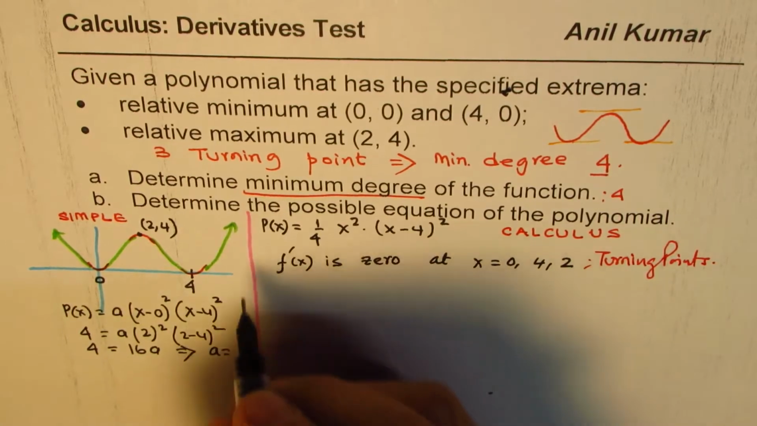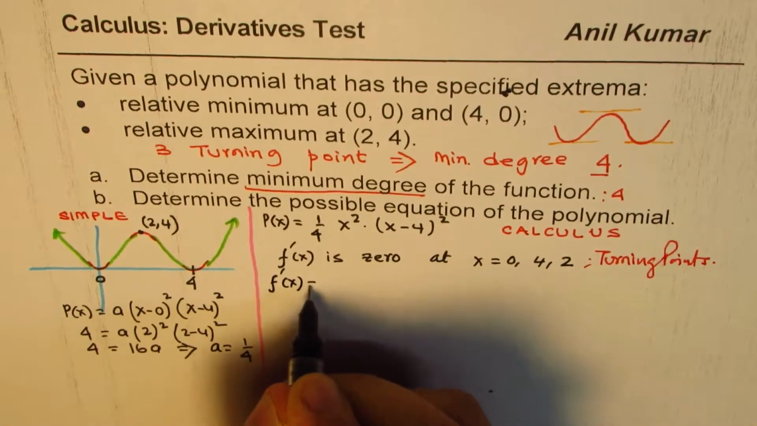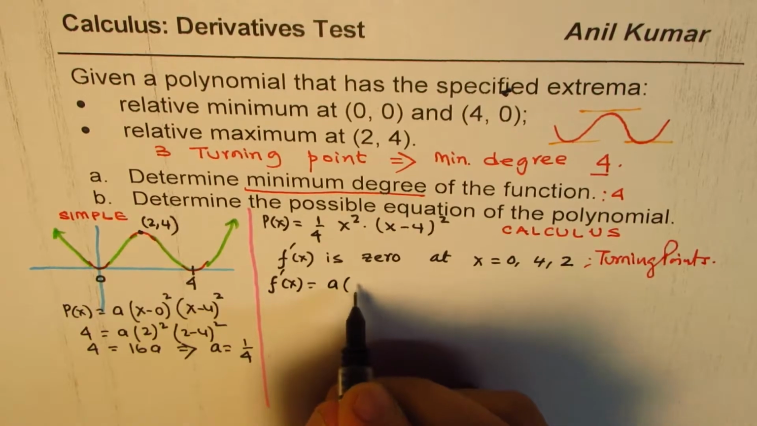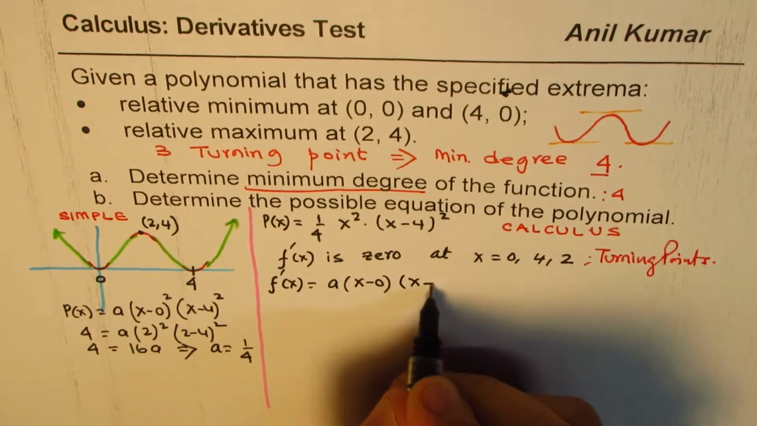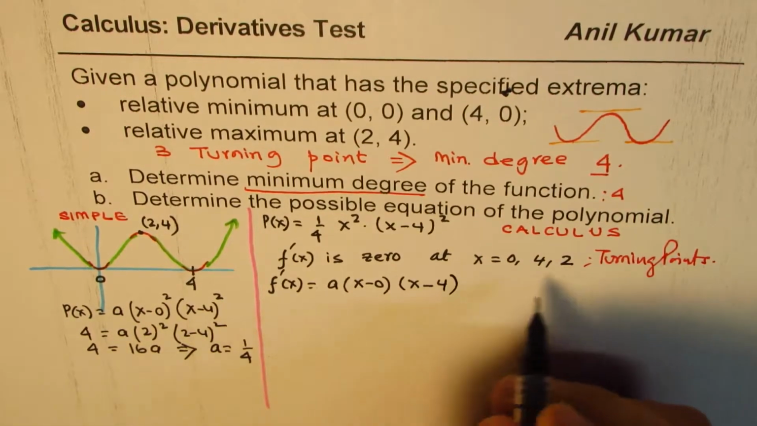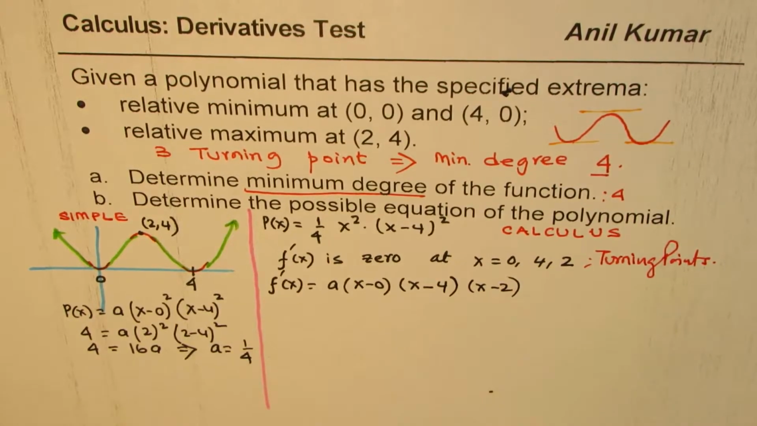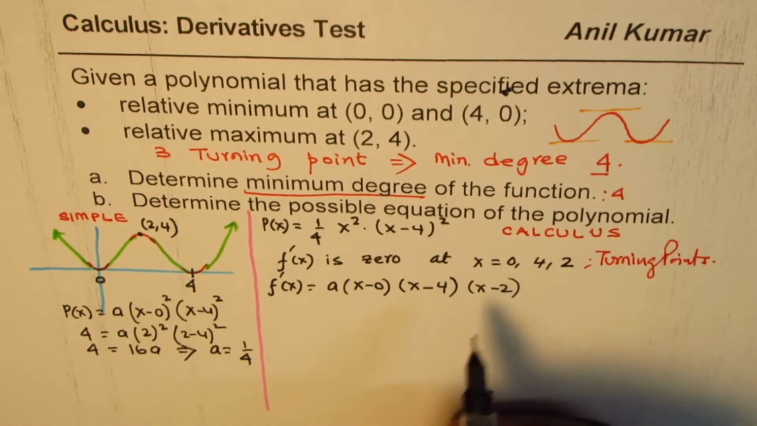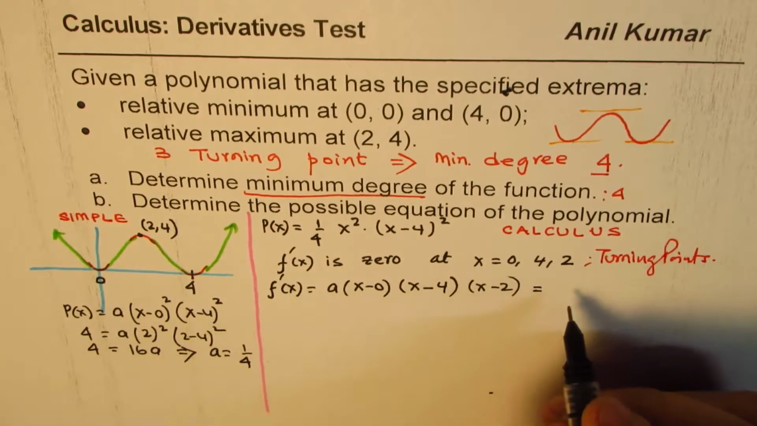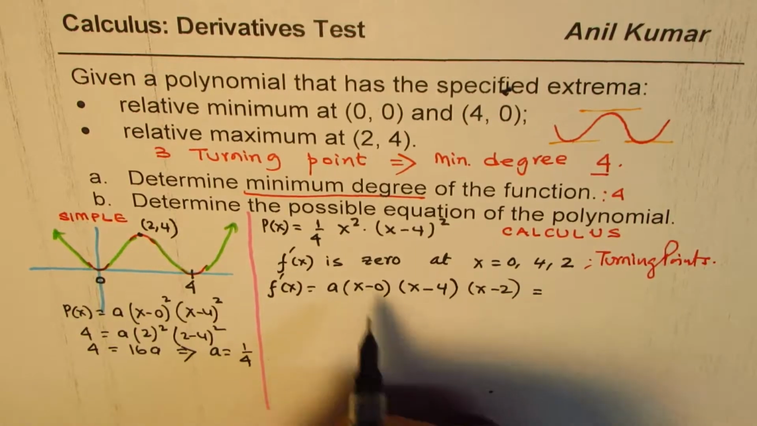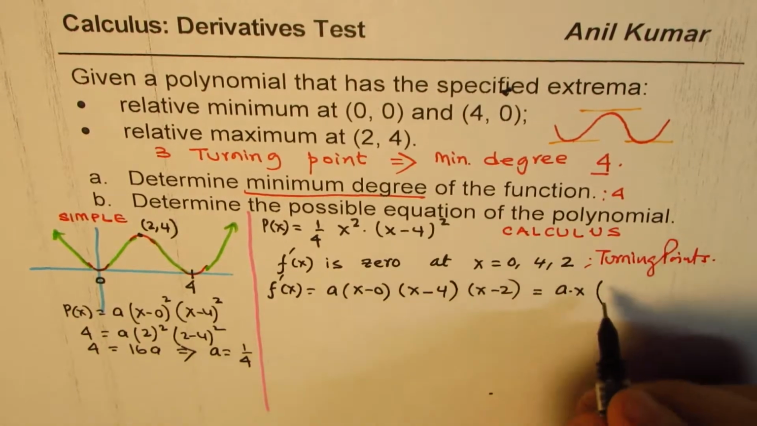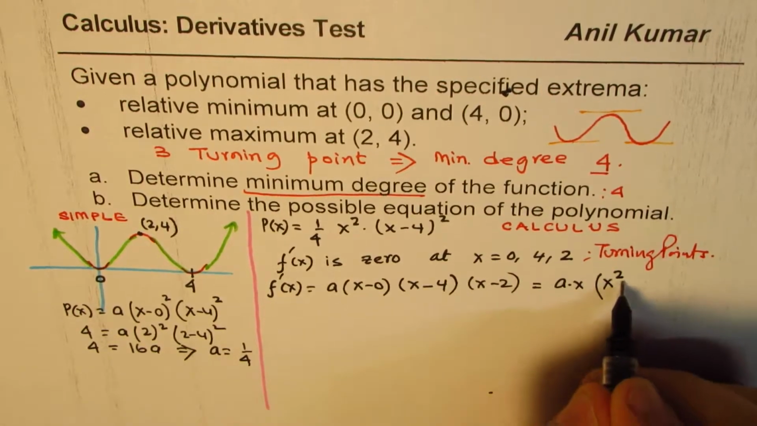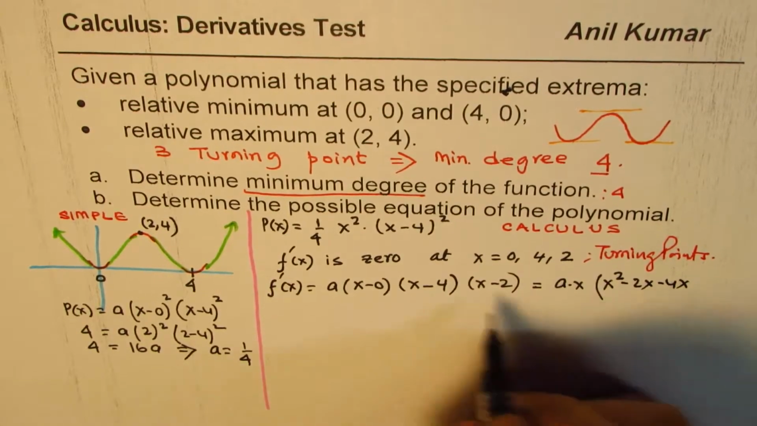So we could say that the derivative of the polynomial could be written as a times x minus 0, a times x minus 4 and x minus 2. So that becomes the derivative of this particular function. Now you could expand it. When I expand it, you get a times x, and we multiply these terms. So we get x squared minus 2x minus 4x plus 8.